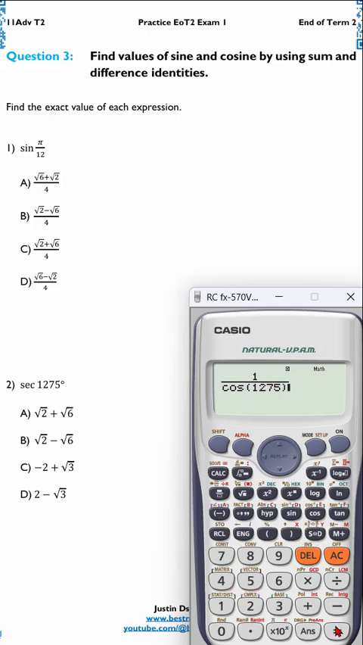1275. Close the bracket. It's minus root 6 plus root 2. We don't have minus root 6 as the first, but we have it over here. Can you see minus root 6? And root 2 is positive. This option B is the correct answer.